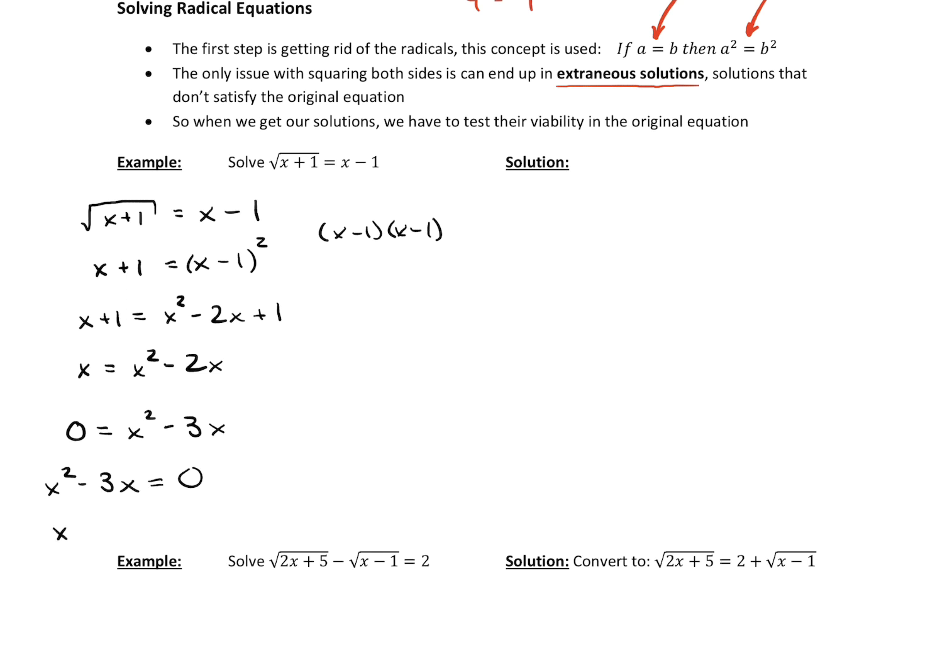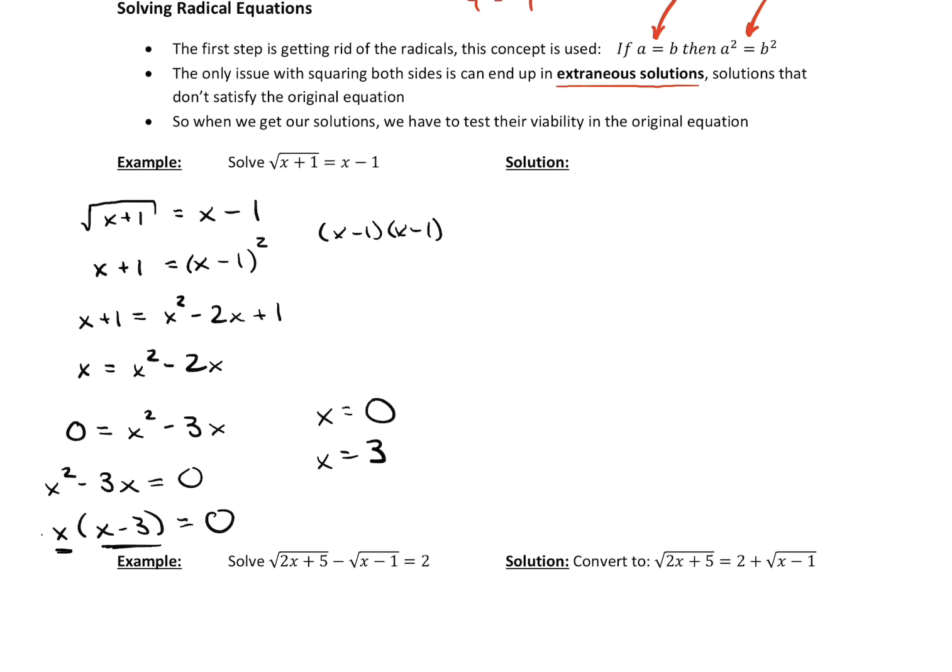And then we're going to factor out an x, and then we have this. So we can solve for x. When does this equal 0? Well, when x is 0, or when x is 3. Because if that's 0, the whole thing's 0. If that's a 3, then this whole thing's 0, which is 0. But now we just need to test.